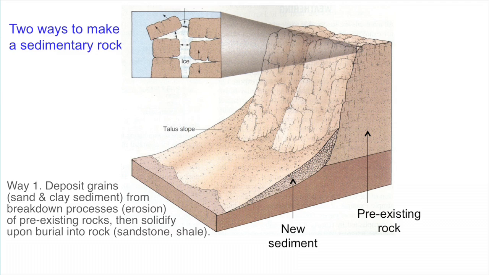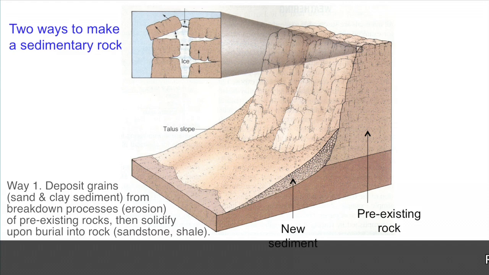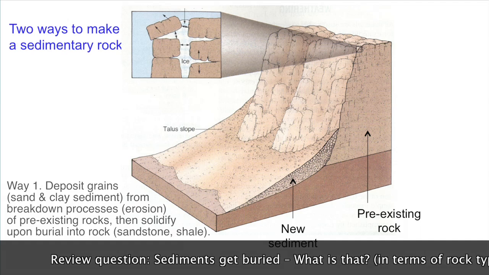And however we do it, what we can do is take pre-existing rocks and break them down and create new rocks. So you see that as the transition from pre-existing rock to new sediment, that's the process of erosion and deposition. Okay, so two ways to make a sedimentary rock. Let's go through way one. So way one is you deposit grains, could be sand, clay sediment, from the breakdown processes, erosion, of pre-existing rocks. They then solidify upon burial to make a rock. It goes from sediment to sedimentary rock. You make a sandstone or shale the way that's shown here.